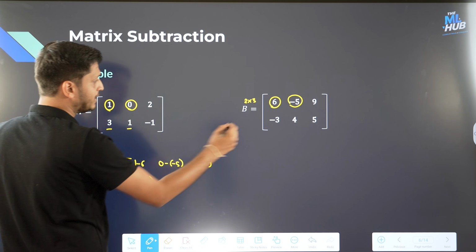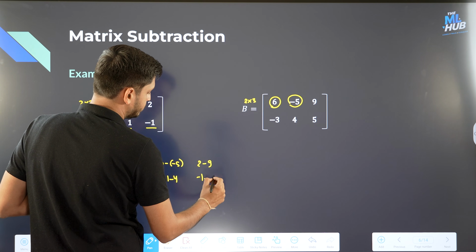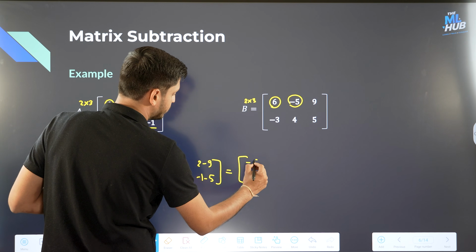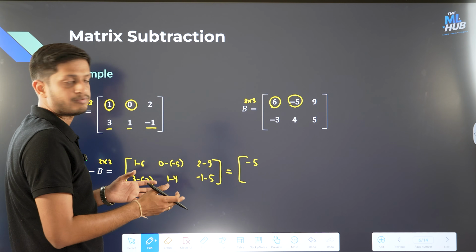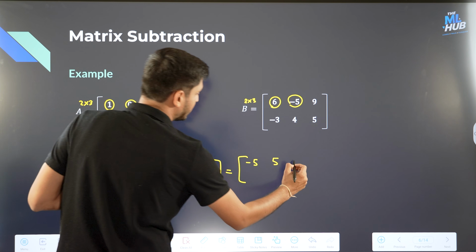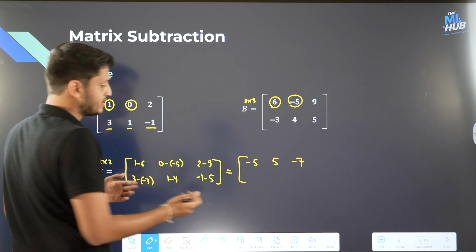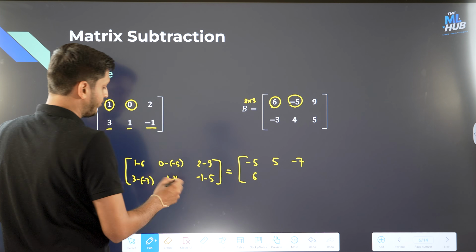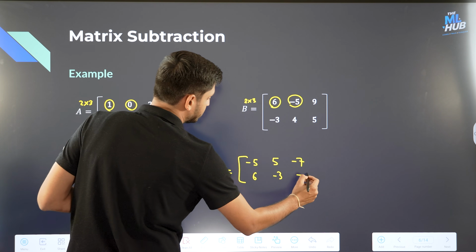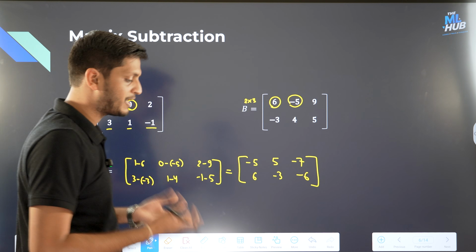Then this element will become 1 minus 4. And then you will have minus 1 minus 5. So you just have to compute these things and you will get 1 minus 6 is minus 5. 0 minus minus 5 means 0 plus 5, which means it will become plus 5. Then 2 minus 9 will become minus 7. Then 3 minus minus 3 means 3 plus 3, which is 6. And then we have 1 minus 4 is minus 3. And then minus 1 minus 5 is minus 6. So this is the matrix A minus B. Okay, this is how we subtract two matrices.